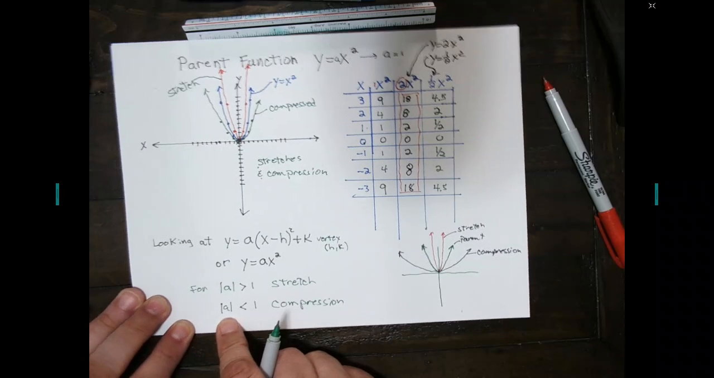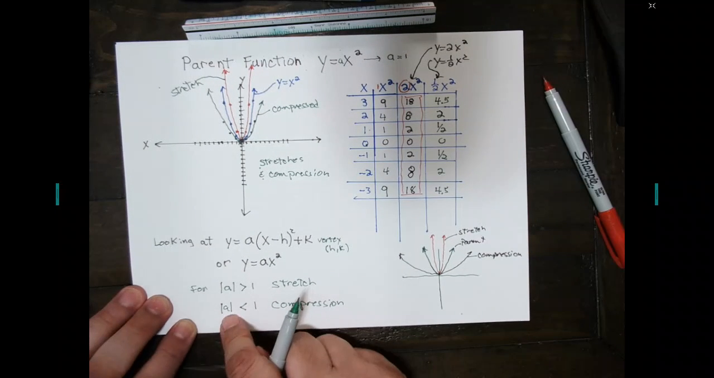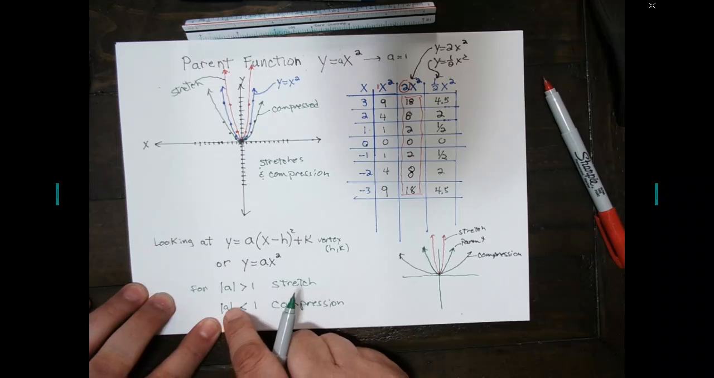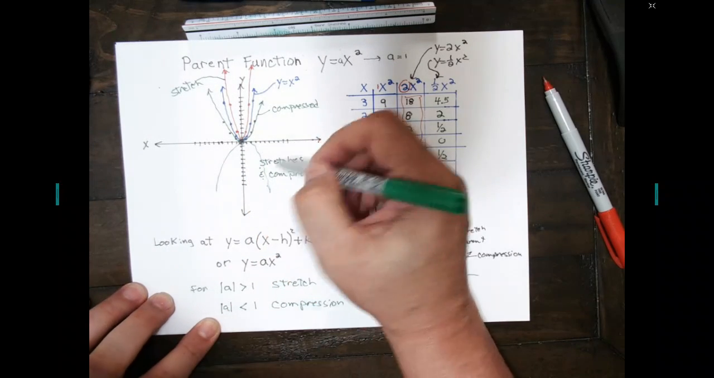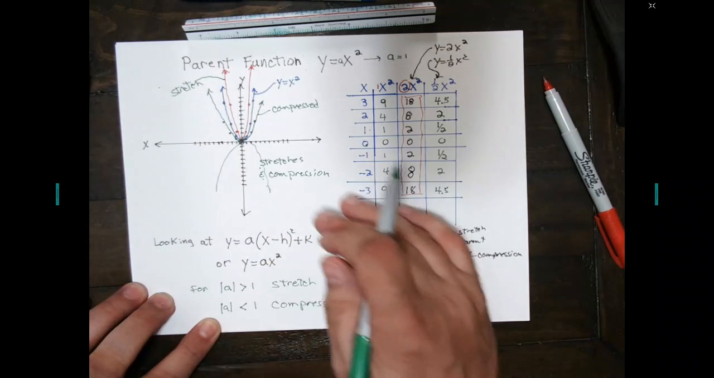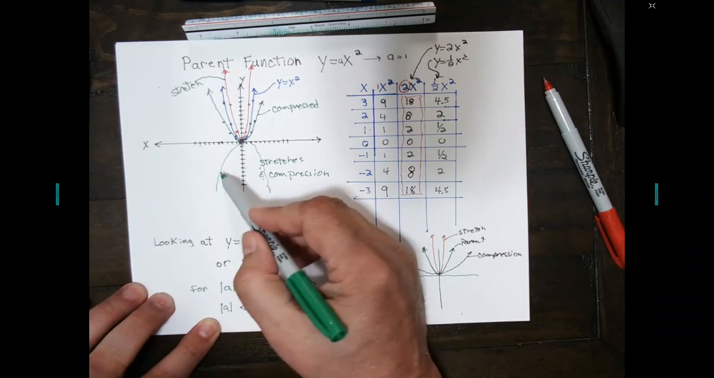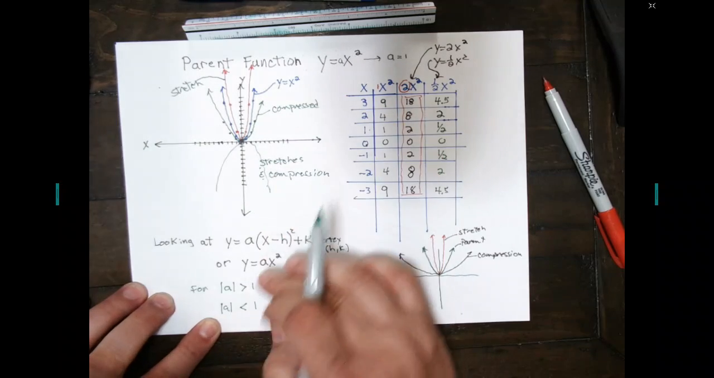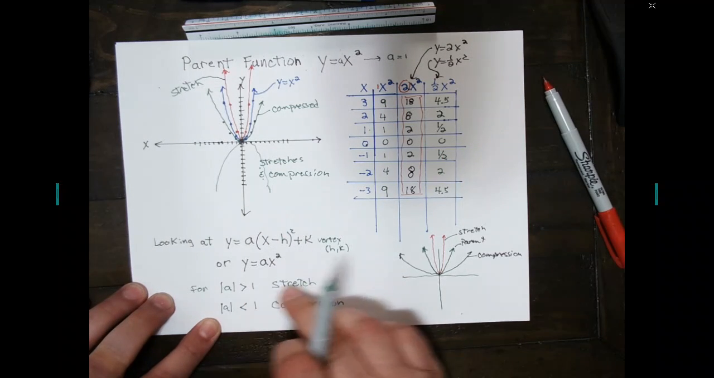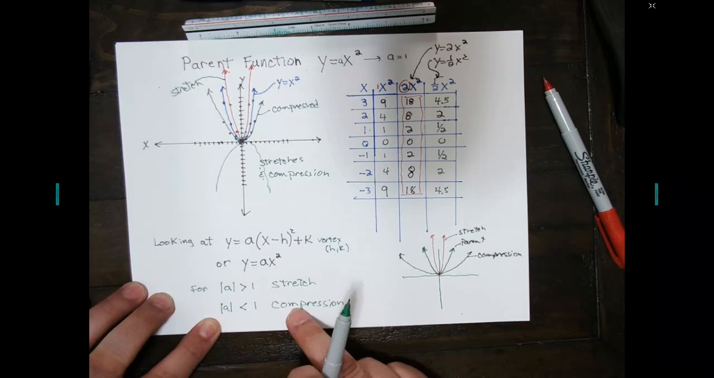The reason I say the absolute value is because a could be negative. In that case, it's flipped, and it would be opening the other way. We want to use the same stretch or compress theme. So whether it's negative or positive, it opens up or down. If the absolute value is greater than 1, it's a stretch. If it's less than 1, it's a compression.